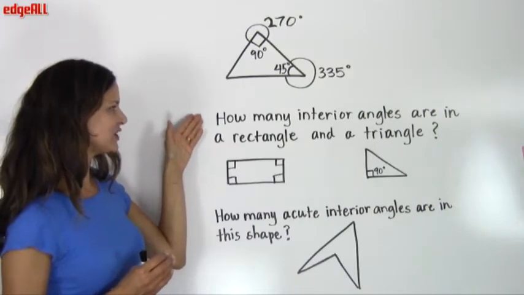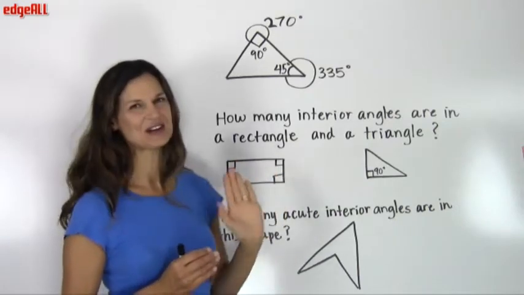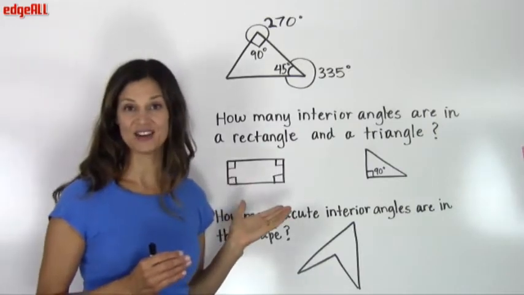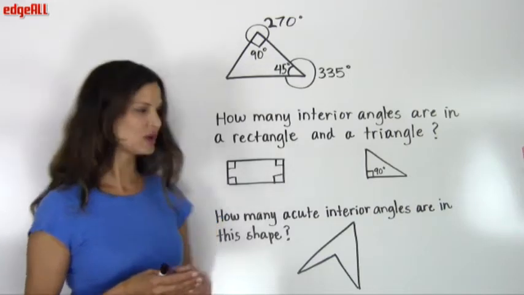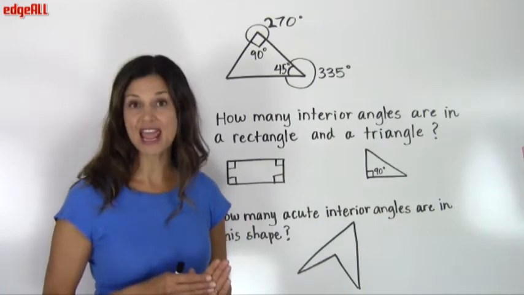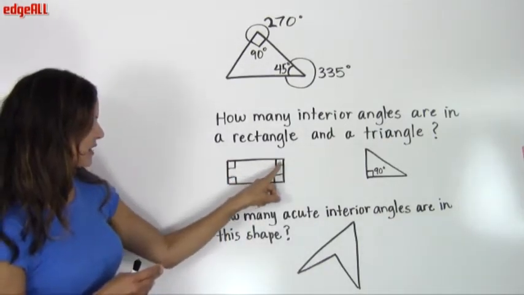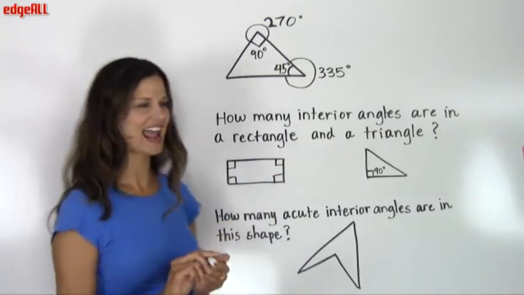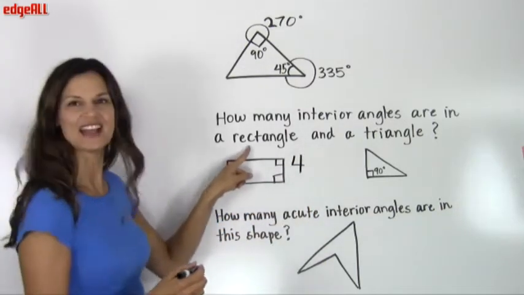Let's look at this question. How many interior angles are in a rectangle, and how many interior angles are in a triangle? So, looking at the rectangle, we know that it is made using 4 line segments, which create 4 angles. In a rectangle, each angle is a right angle. So we have 1, 2, 3, 4 right angles, 4 right interior angles. So there are 4 interior angles in a rectangle.